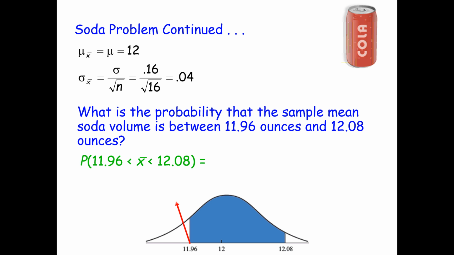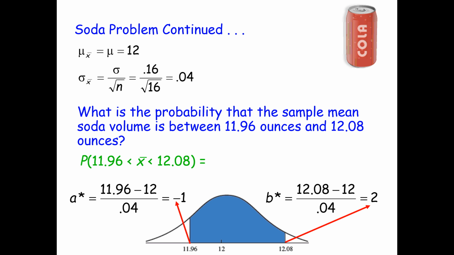So what that means is that we're going to take the 11.96 and subtract it from 12, and then divide that by 0.04. And this is going to give us our A star value, our left point, which is at -1. Now we're going to find our B star, which is for our right point. So we're going to take our 12.08, subtract 12, and divide by 0.04. That gives us a value of 2.